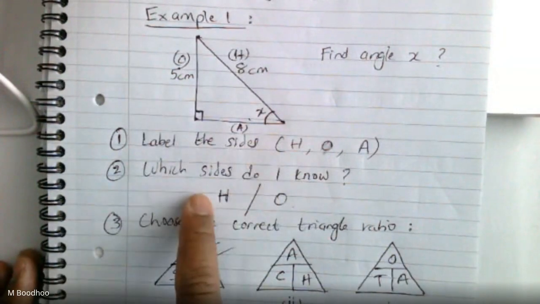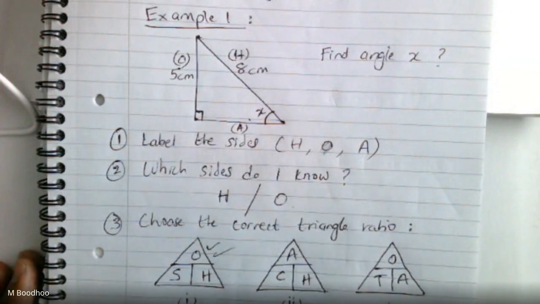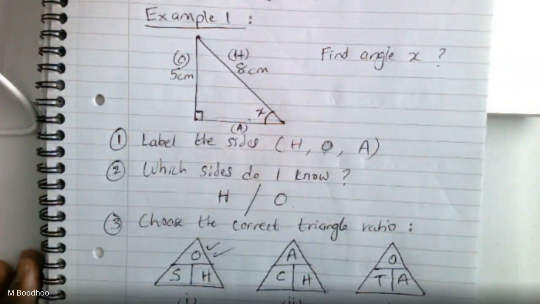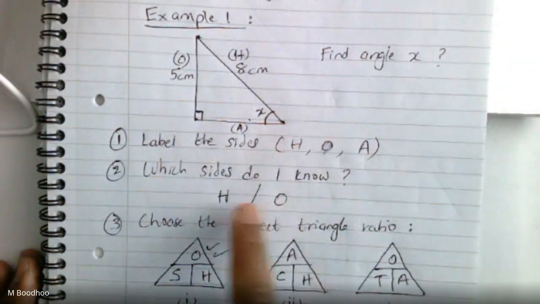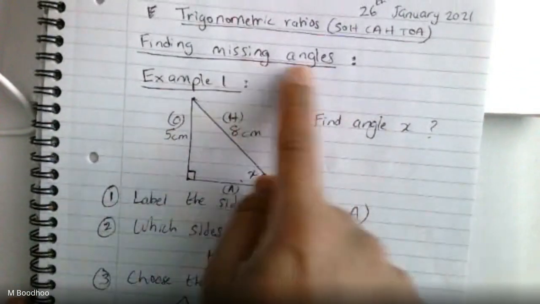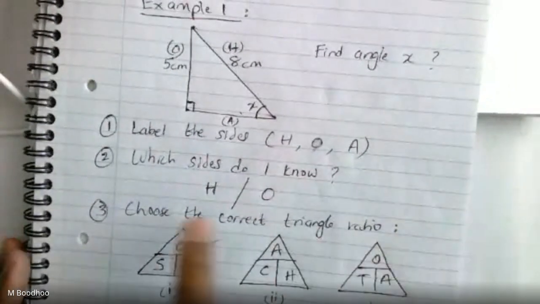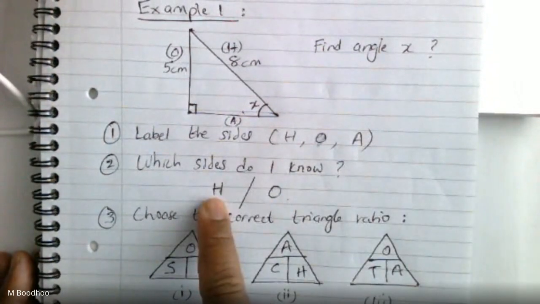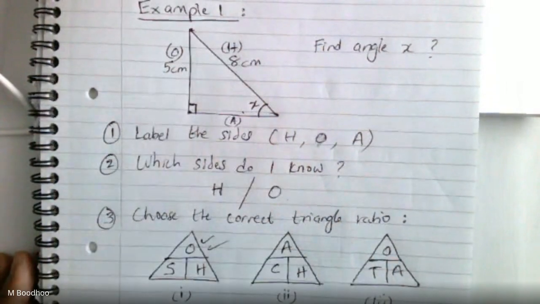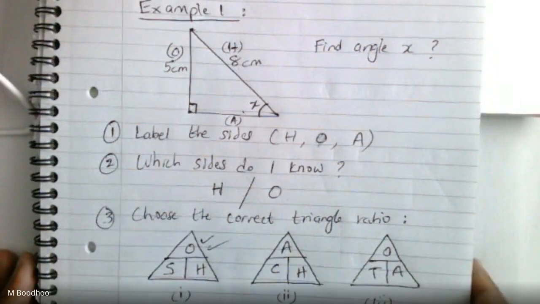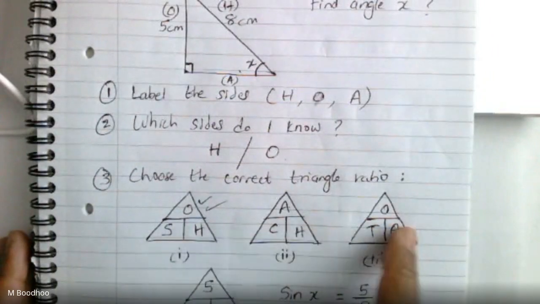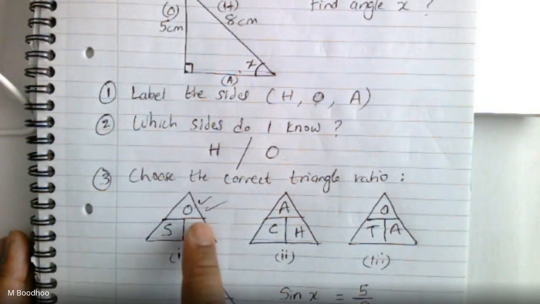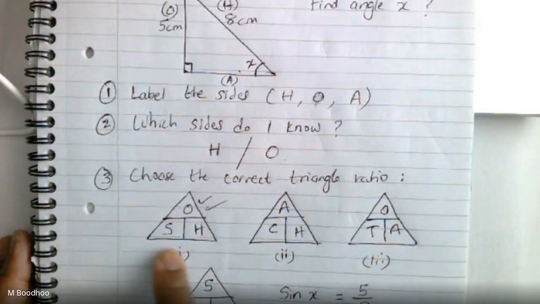Then you ask yourself one question. This is the bit that is a bit different from when you're finding missing sides. When you're finding missing angles, you ask yourself only one question: which sides do I know? The sides that you know are H and O. H and O are already given to you. Now we want to choose among our triangle ratios the one that contains the letters O and H. This is the only one that contains the letters O and H.